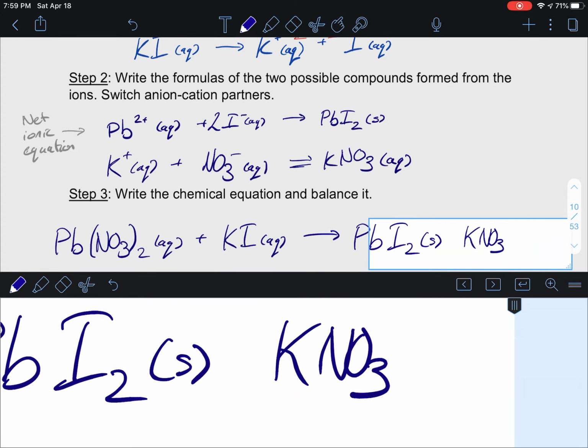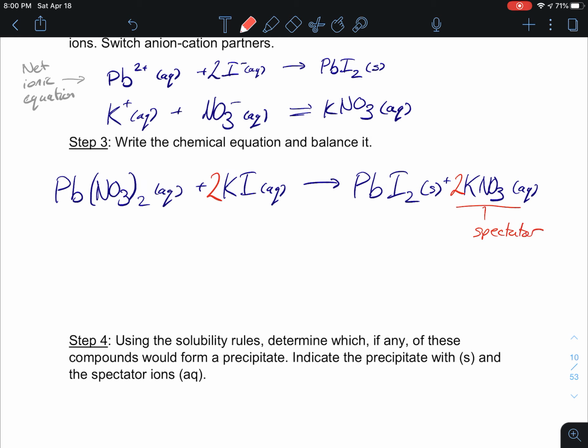So we needed 2 iodines, which means you need 2 of these KIs. And if you need 2 KIs, then you need 2 potassium nitrates made. Our spectator ions are all shown here. So these are our spectator ions, K plus and NO3 minus.